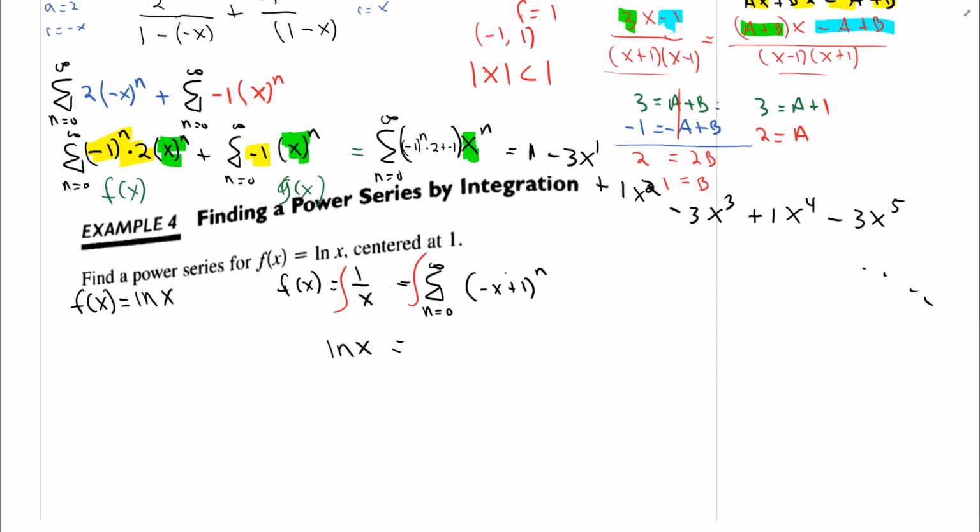So if we integrate this, we're going to get, we'll use the rule for integration, negative x plus 1 to the n plus 1 divided by n plus 1. There is a little factor of a negative in here, so really we have to put a negative out here. And then don't forget plus some constant, right?